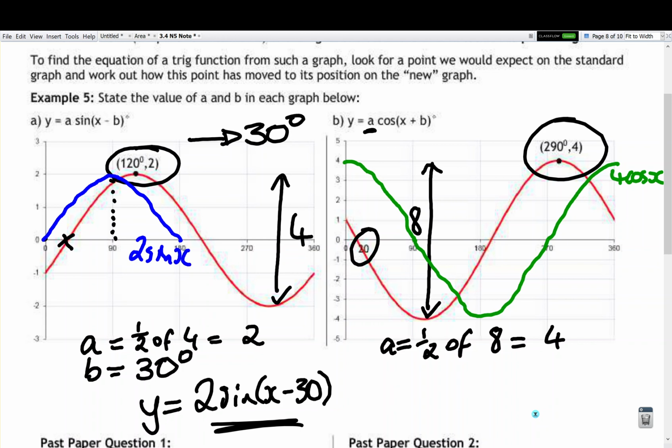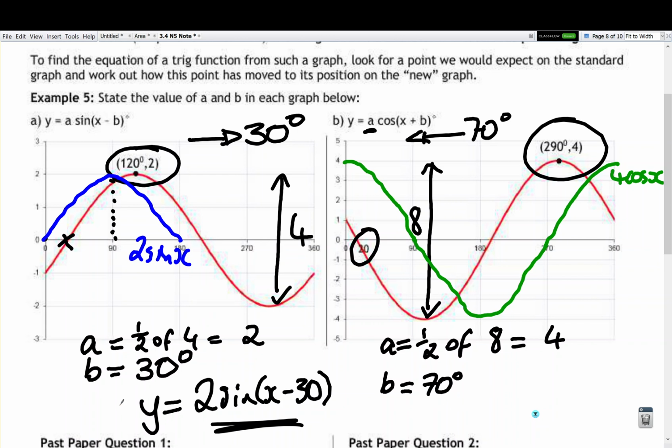So we can use that standard cosine graph to tell us how much it has been moved left or right. Hopefully you see that the normal cosine curve should be cutting the x-axis at 90 degrees. It's actually cutting the x-axis at 20 degrees, so it's been shifted left by 70 degrees. Think about it as the one that's been shifted: what would I need to do to get back to where it should be? I would have to add on 70 degrees. So if it's x plus b, that means it's got to be x plus 70 degrees.